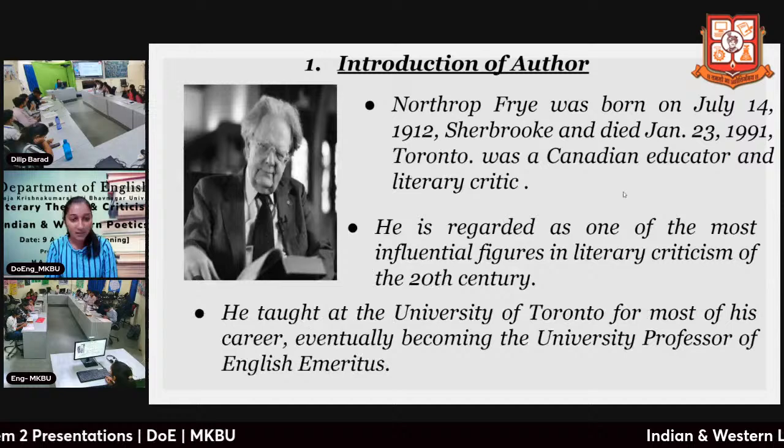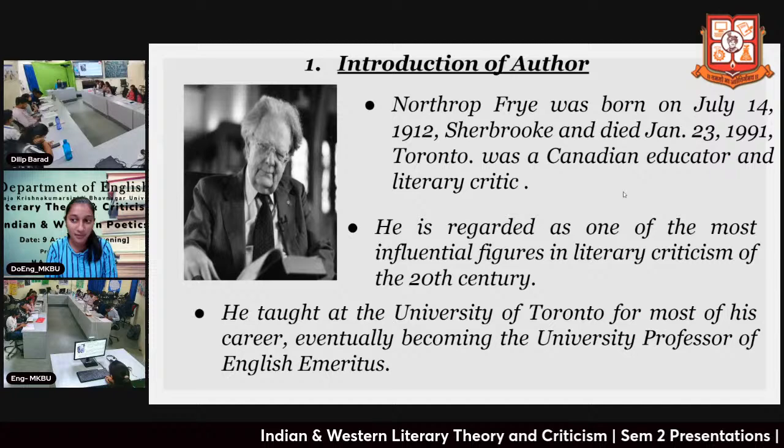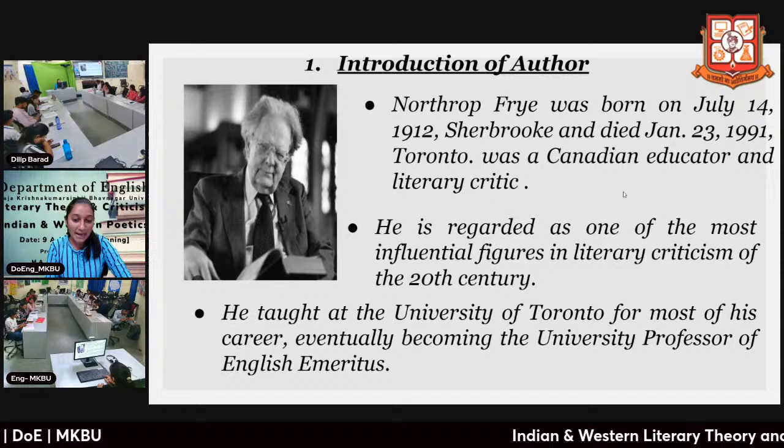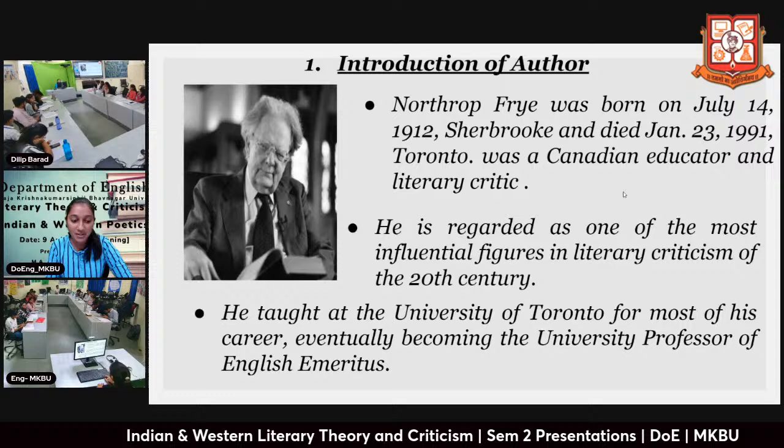First one is the introduction of author. Northrop Frye was born on July 15 in 1920 and died in Toronto. He is regarded as one of the most influential figures in literary criticism of the 20th century, and he taught at the University of Toronto, and he became the university professor of English emeritus.